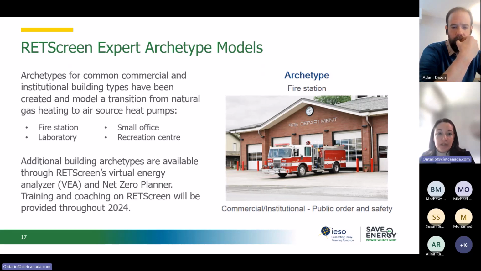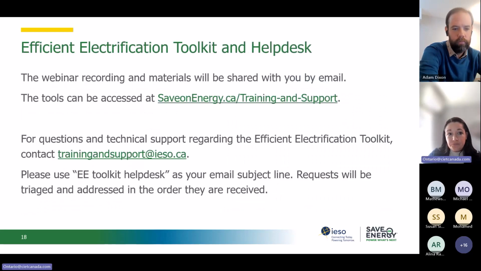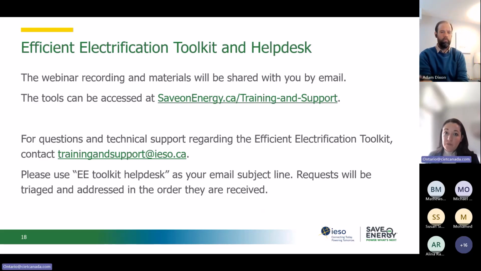We're also going to be hosting more trainings on RETScreen's Virtual Energy Analyzer and Net Zero Planner. These are two new features of the software, and the trainings will be provided throughout the rest of this year. We have here the link to Save on Energy's training and support webpage, where you can find all the resources and templates. We're going to be continuing to develop more resources and templates throughout the year, so keep checking back.